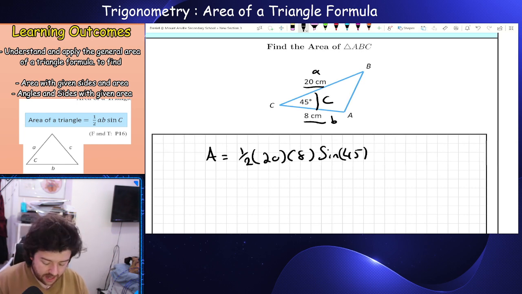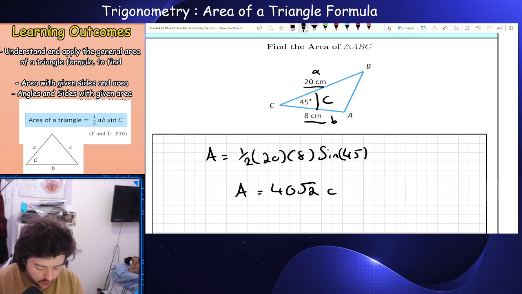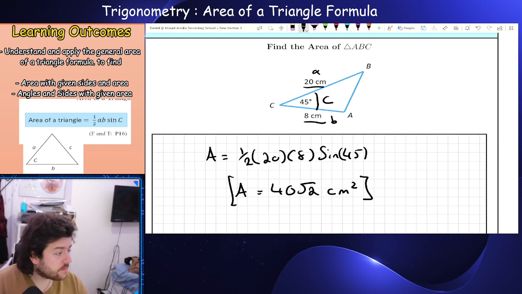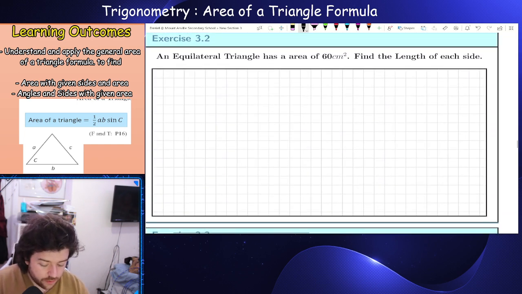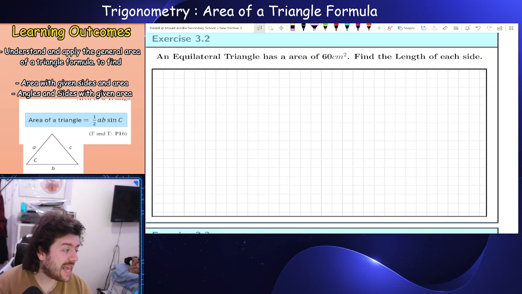Put all of this in my calculator. I'm going to get the area is equal to 40 root 2 centimeters squared. And that's it. Let's have a look at two more. So this is an interesting one here. So an equilateral triangle has the area of 60 centimeters squared. Find the length of each side.